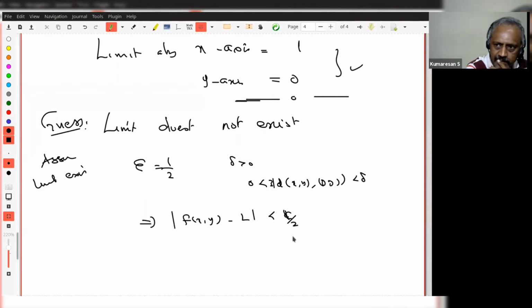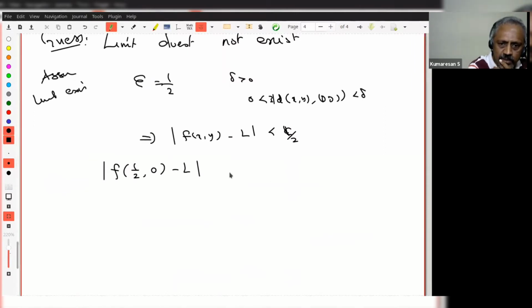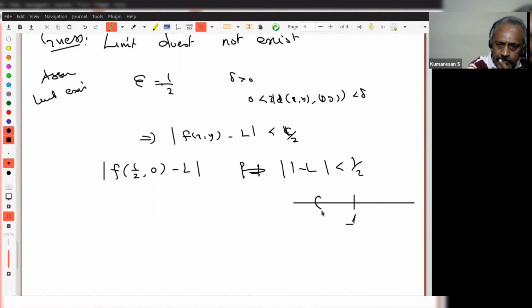You understand that? Now, let me look at something like f of (half, 0) minus L. This means along the x-axis. Along the x-axis, we found it is always 1. Therefore, this says |1 minus L| is less than half. That means my 1 is here. The distance between 1 and L is less than half. That means L should lie between half and 3 halves. How many of you understand this?